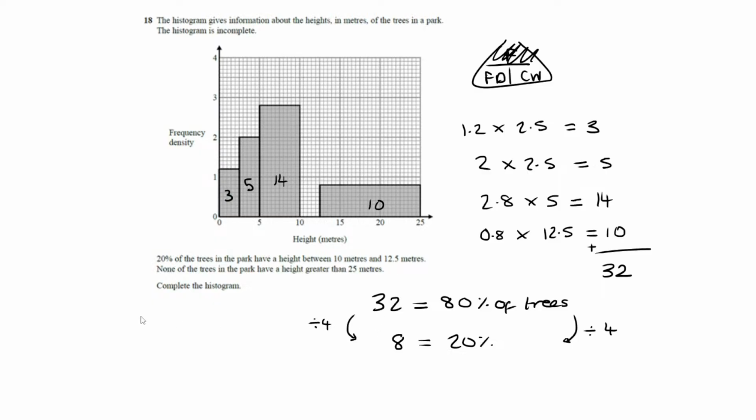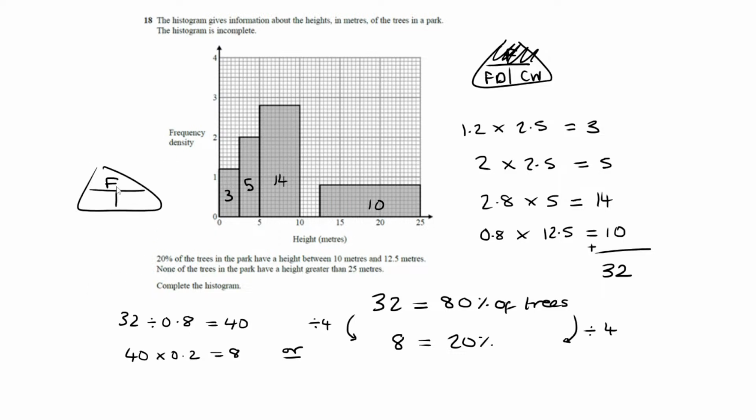You could do it a different way. You could do 32 divided by 0.8, because it's a calculator one, which gives you the 40, and that's 100%. So then 20% of that would be 8. You could do either of these methods, whichever makes more sense to you. So either way, this bar here has to represent 8 trees. Now we've got our frequency, but I need to put it back into frequency density.